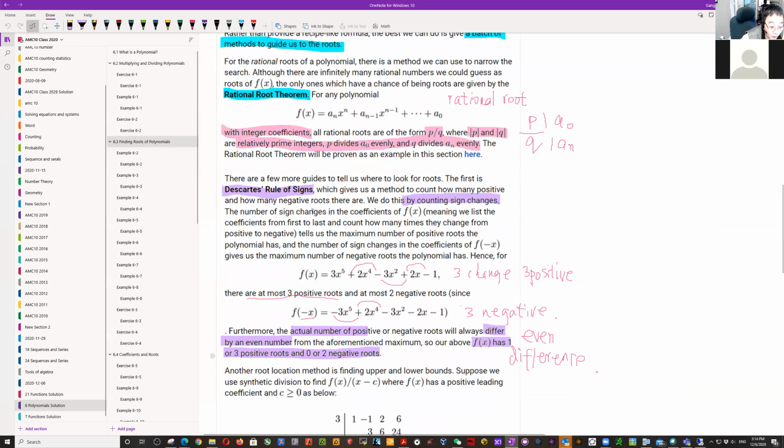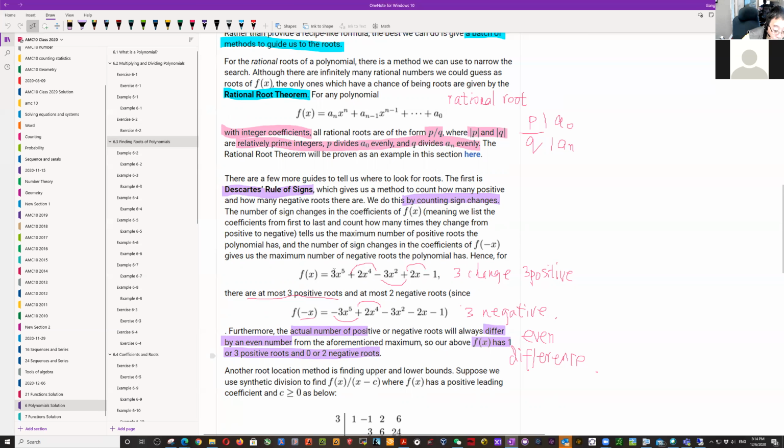And this is a very important result to guess how many positive and negative solutions you have, called Descartes' rule of signs. We can count the changes of sign of the coefficients to guess at most how many positive and negative roots there are. For example, this is f(x), and we have to order the coefficients in descending order.